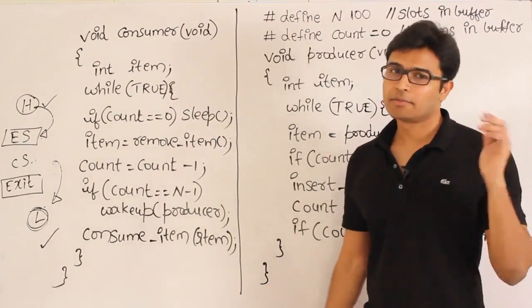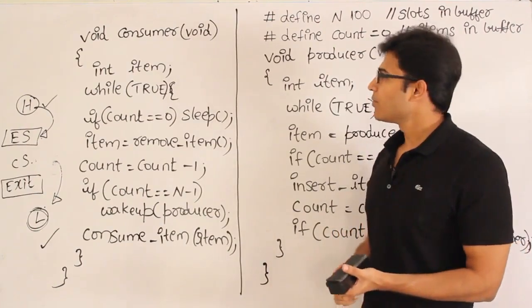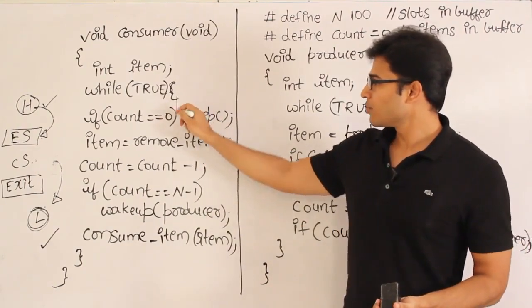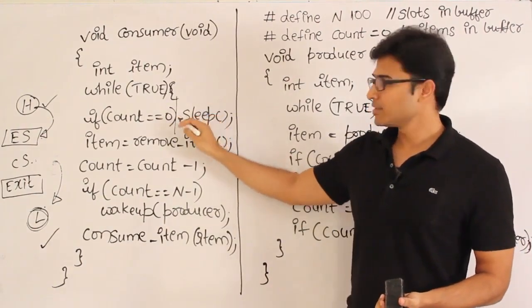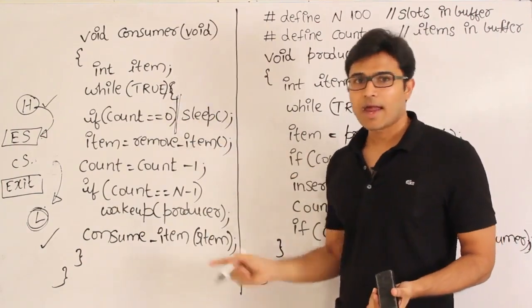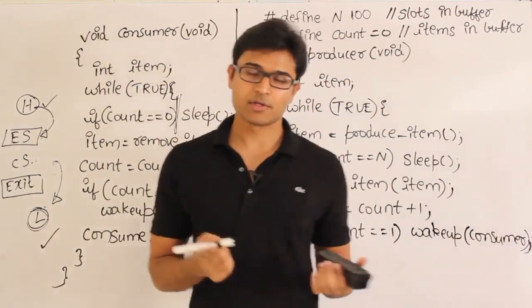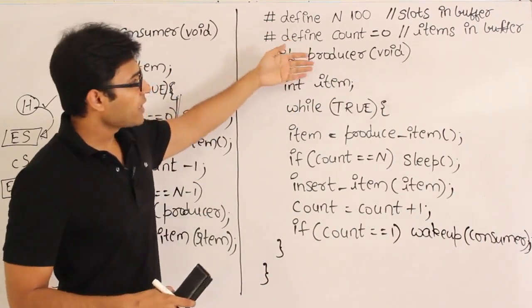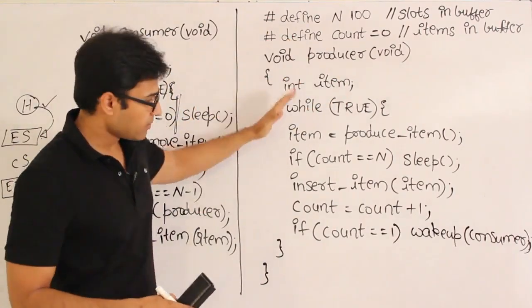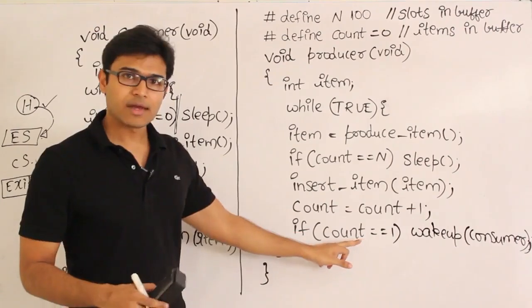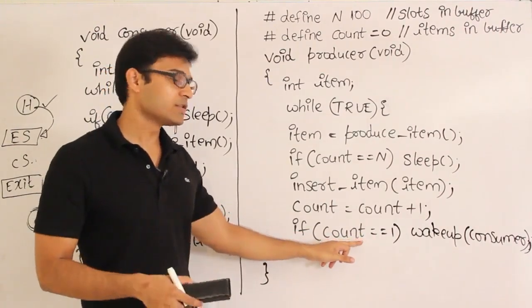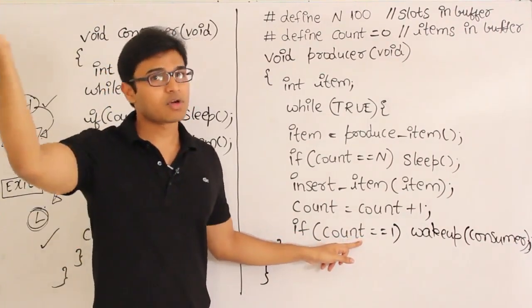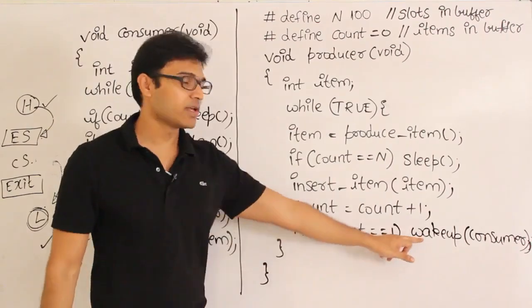And suddenly it got preempted. So what happened? Consumer suddenly got preempted at this point. It is about to go to sleep, but someone has preempted it, right? And then the producer has come into execution, and now producer has produced one item. Then count becomes now 1, and since count is 1, producer will think that consumer must already be sleeping and he will try to wake him up.